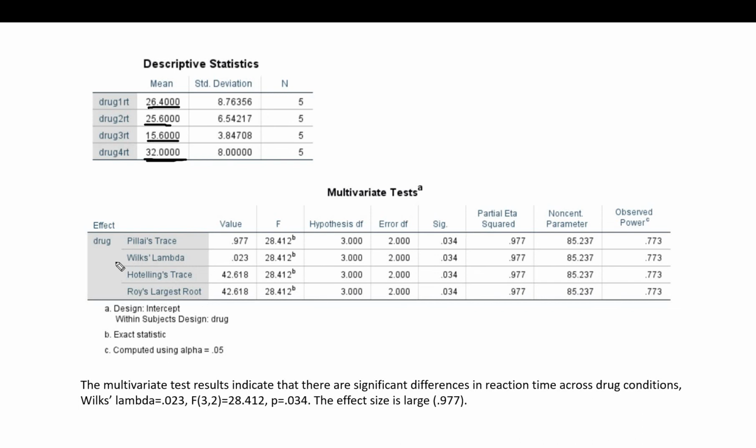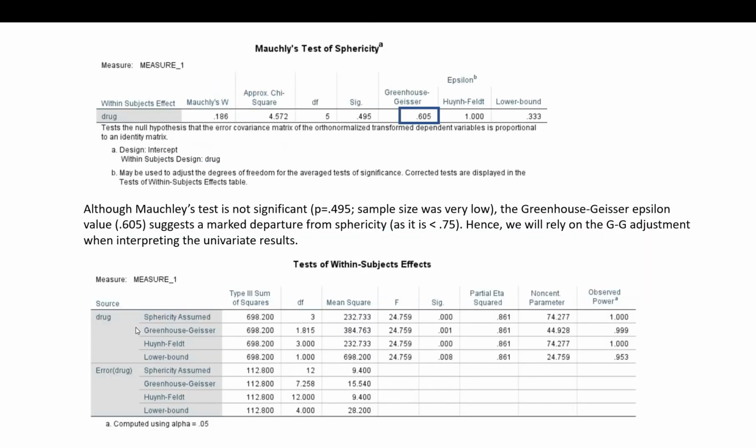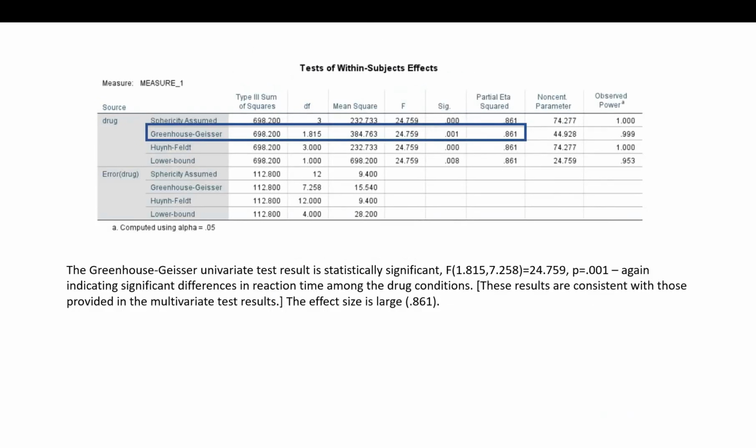Looking at the multivariate test results, and our information related to Wilks' lambda, you can see that there are significant differences in reaction time across drug conditions. Here our Mauchly's test is not significant. However, the sample size was very low, and the Greenhouse-Geisser epsilon parameter was 0.605, which does suggest a more marked departure from sphericity. So if we were going to interpret the univariate results, we'll use the Greenhouse-Geisser adjustment. And you can see right here that we have evidence again of statistical significance concerning reaction times across the drug conditions.